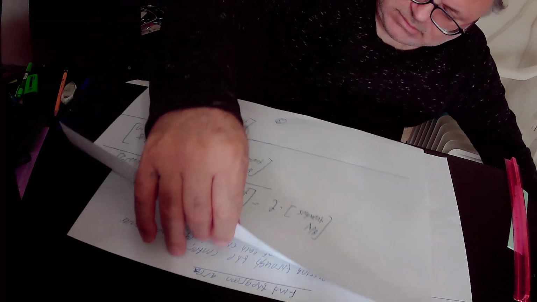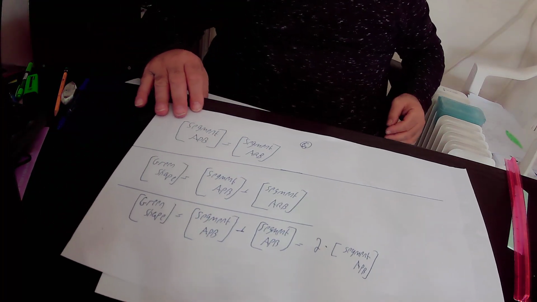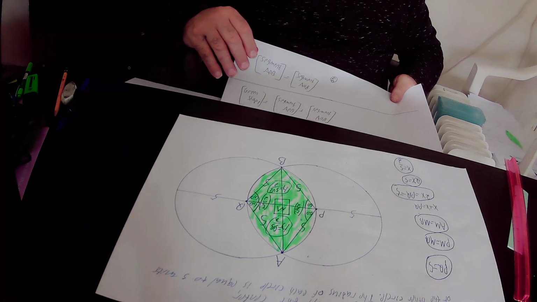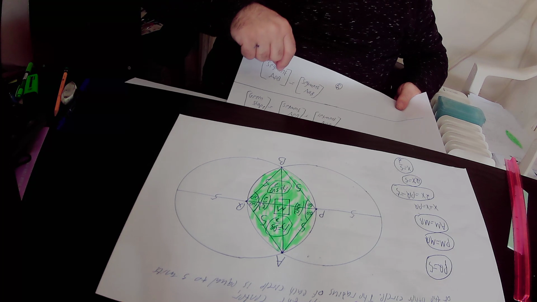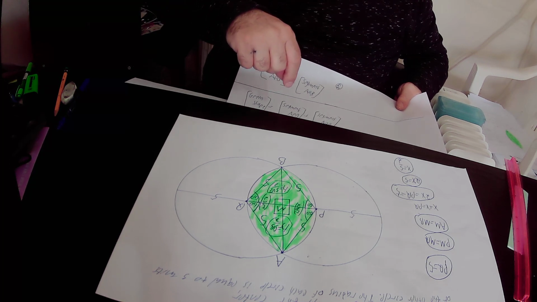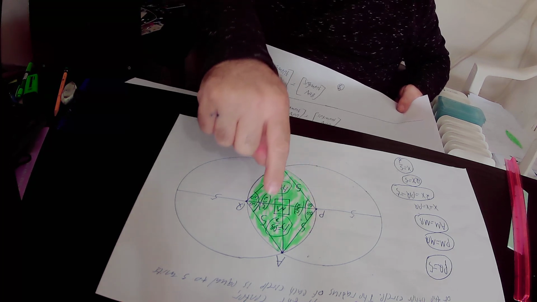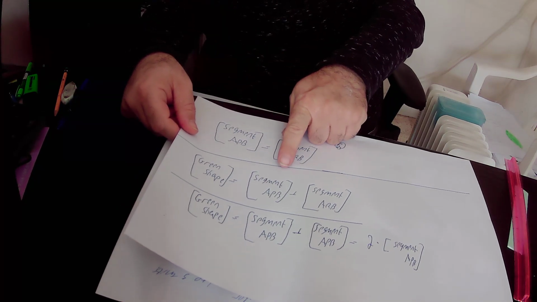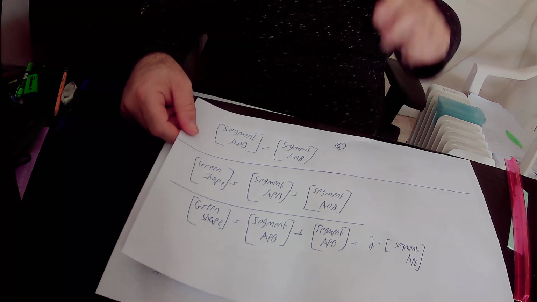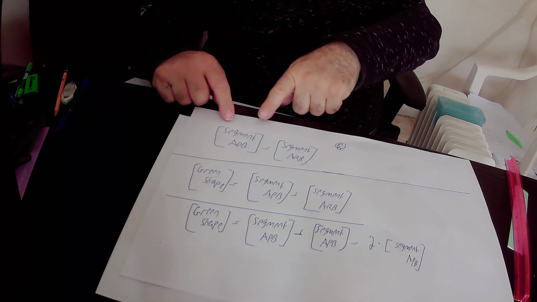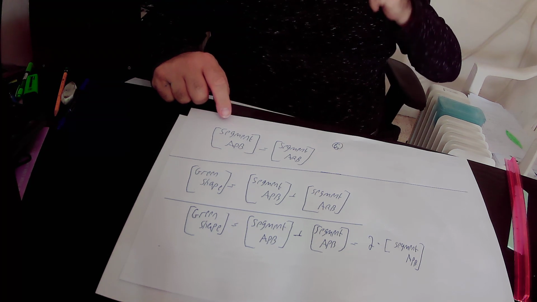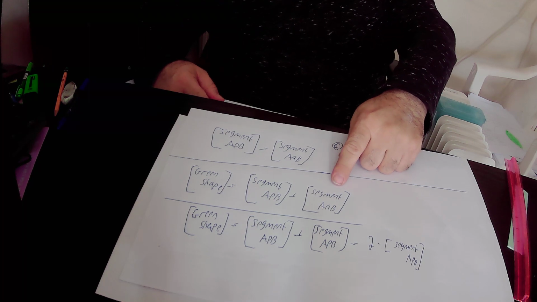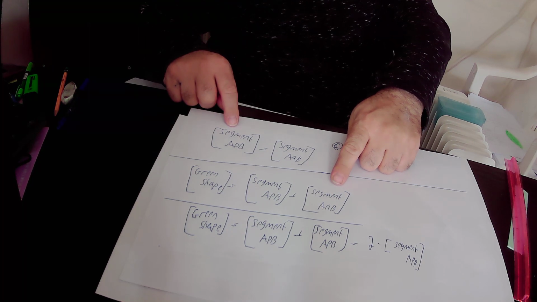Okay? The area of segment APB is equal to the area of segment AQB. And what is the area of the green shape? The area of the green shape equals the area of segment APB plus the area of segment AQB. But because the area of segment APB is equal to the area of segment AQB, we can substitute the area of segment AQB by the area of segment APB. Why? Because they are equal to each other.